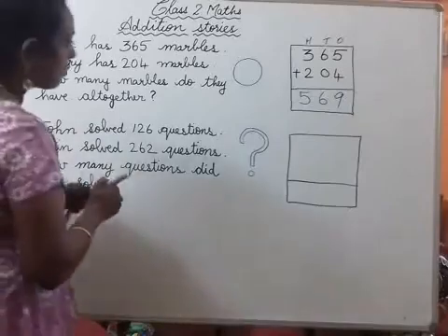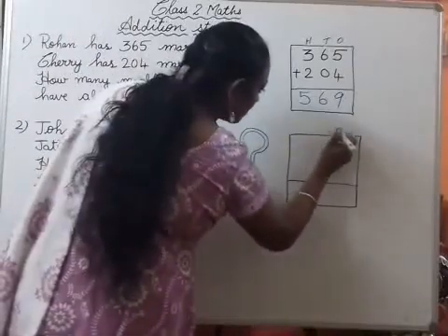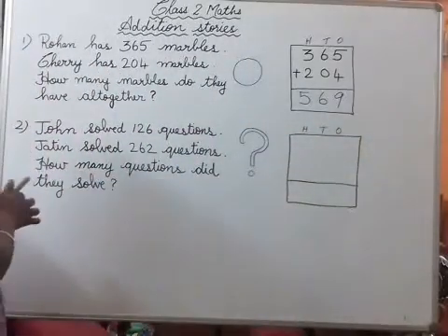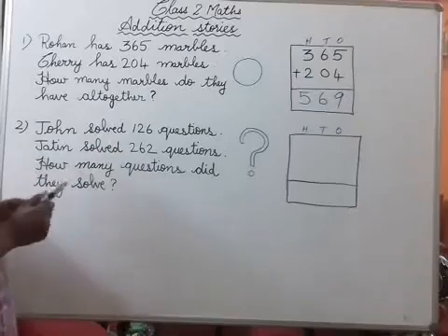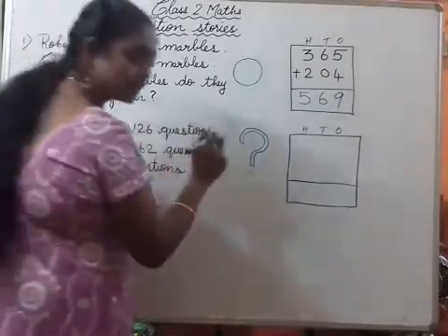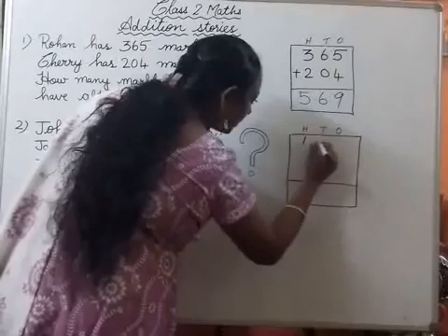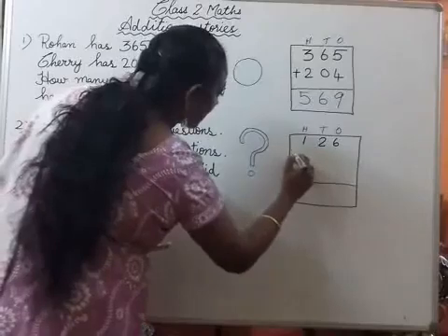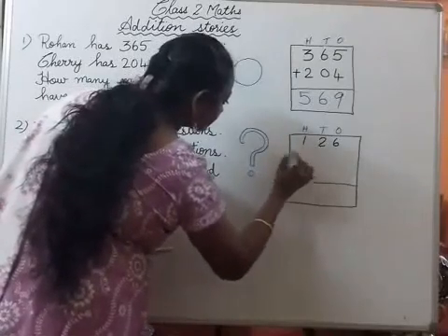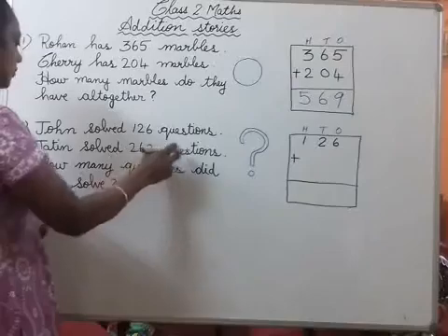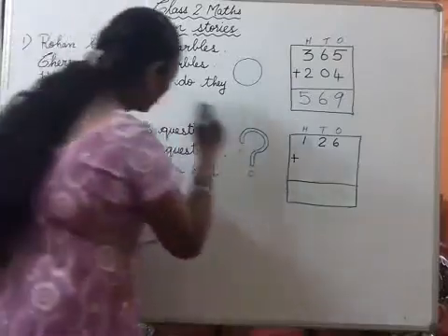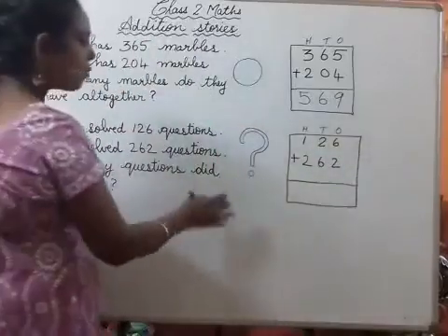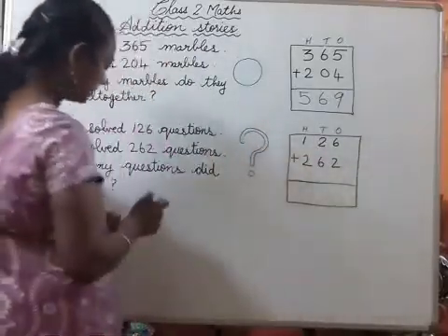First we will write ones, tens, hundreds. After that we will write John solved 126 questions. John ने 126 questions solve किया है. So write that number 126. Then you have to write plus sign. 262 questions जतिन ने solve किया है. 262. Now what you have to do, you have to add both these numbers.